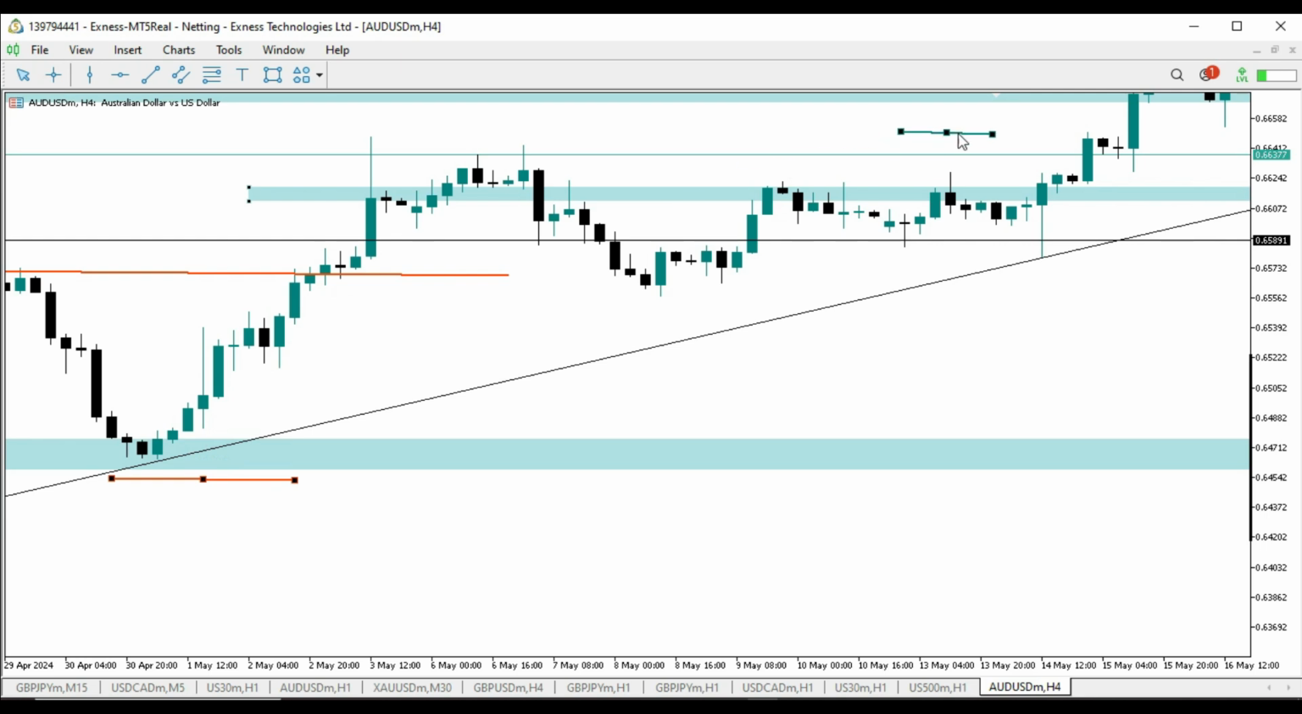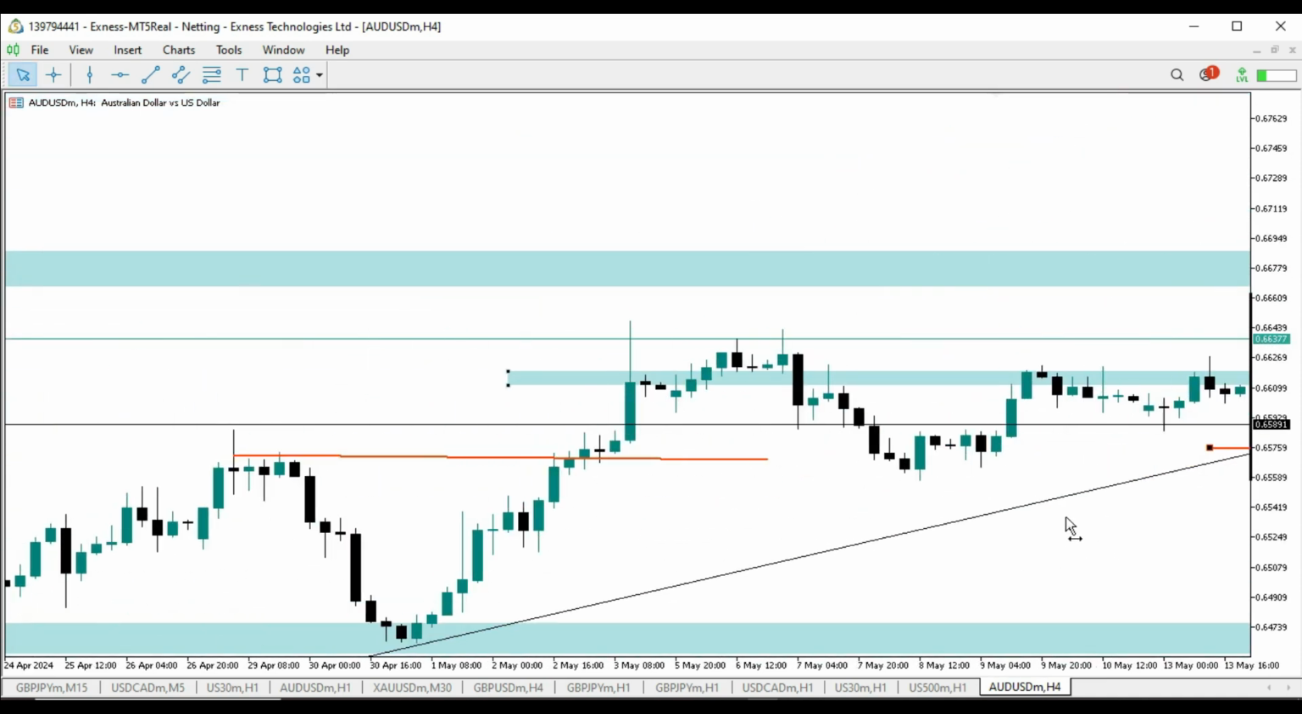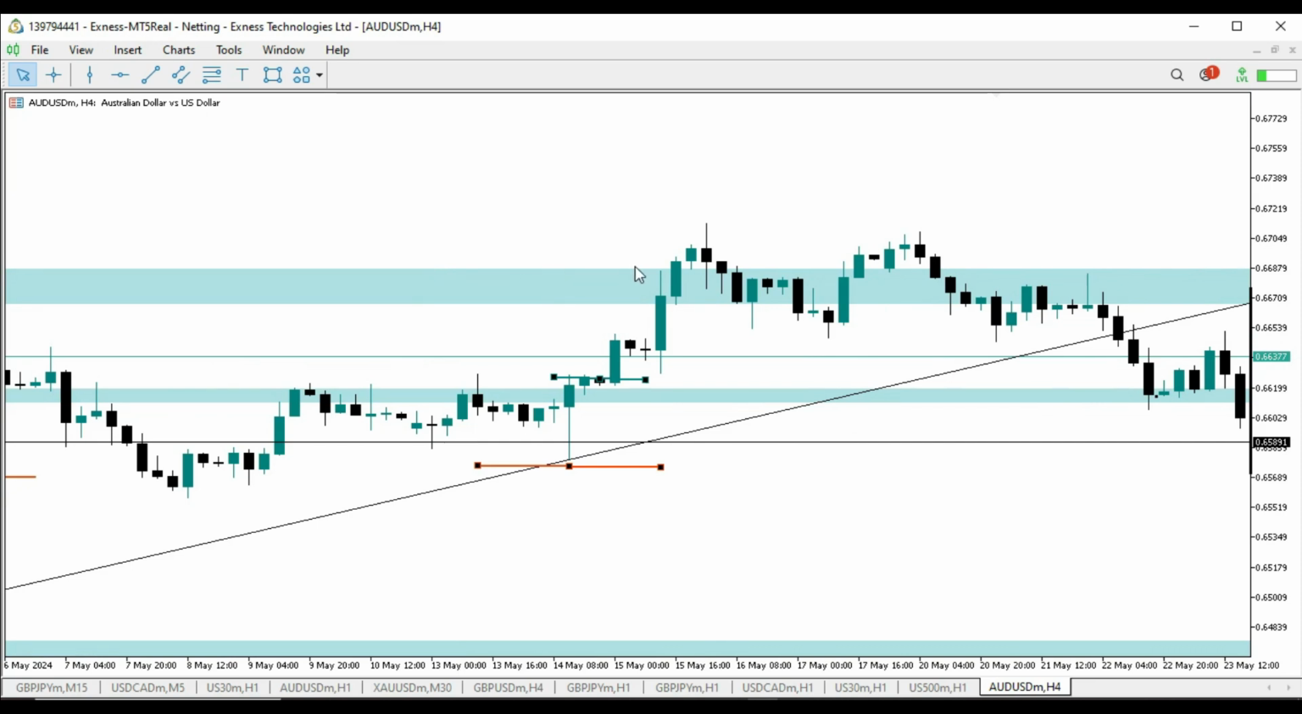Here too, my entry on this chart will be somewhere here. My stop loss will be right under the wick of this pin bar, and my TP will be at the next resistance level.